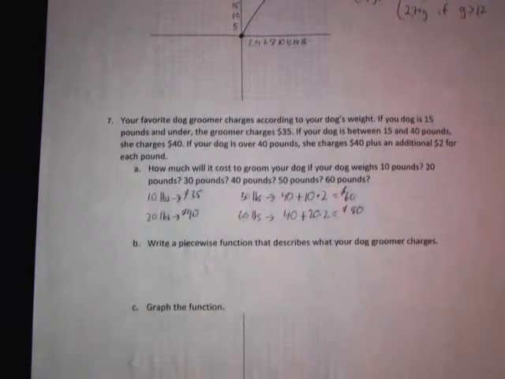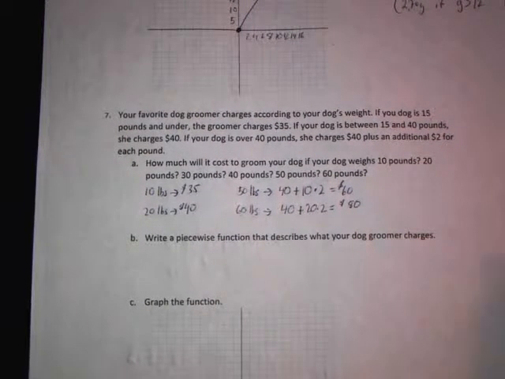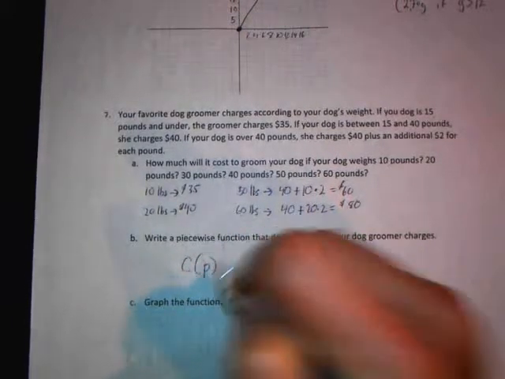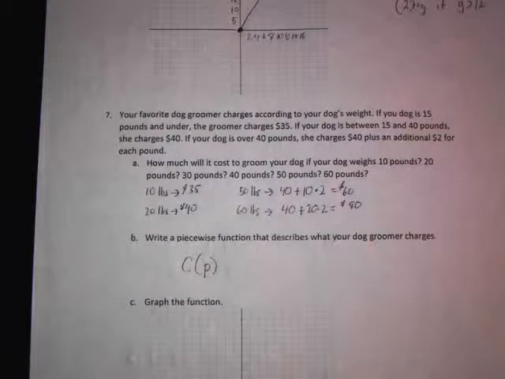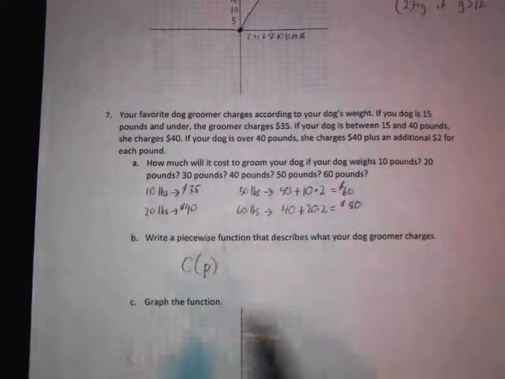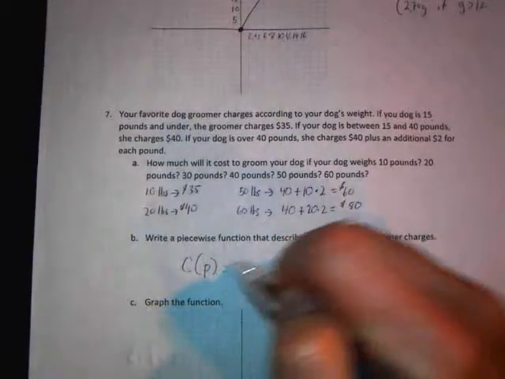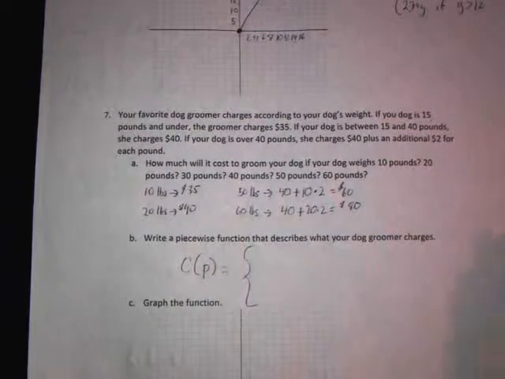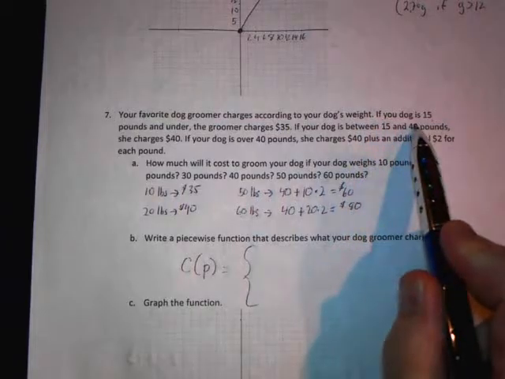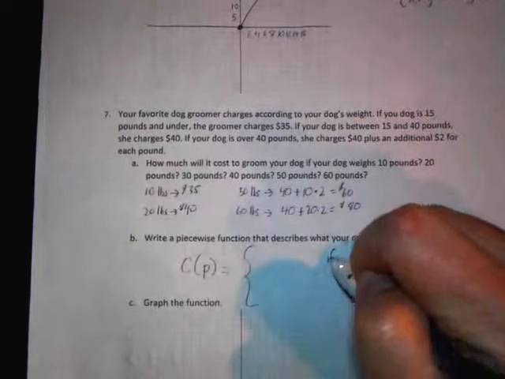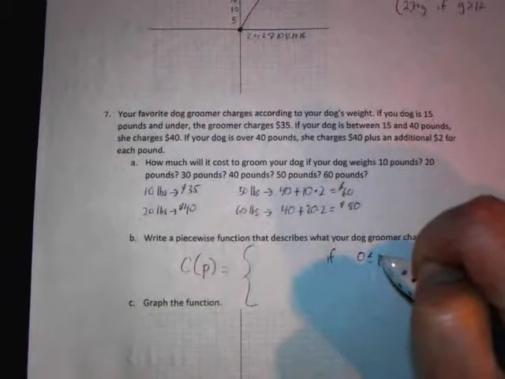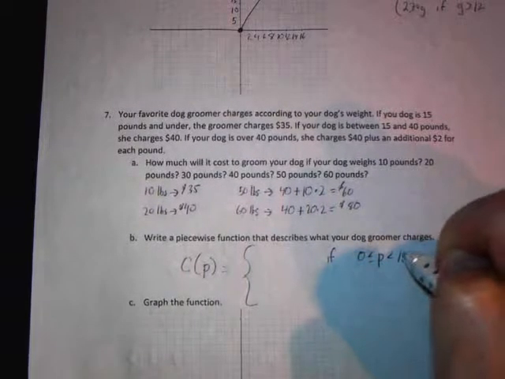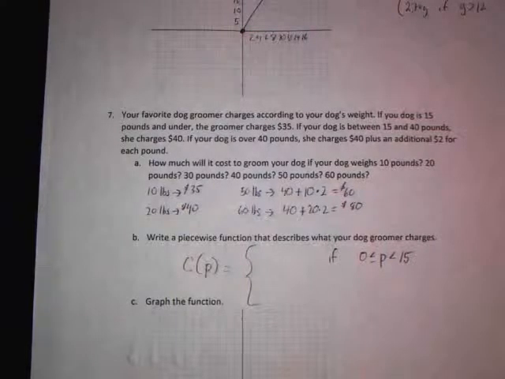Okay, write a piecewise function. I'm going to write cost in terms of pounds. They didn't tell me what letters to use, so I can use any letters I want, but I like to use letters that make sense. Cost per pound is going to be split into 3 parts. It's split into 3 parts because we have if your dog is less than 15 pounds, and again, our dog can't be less than 0 pounds, so I'm going to put 0 on there.